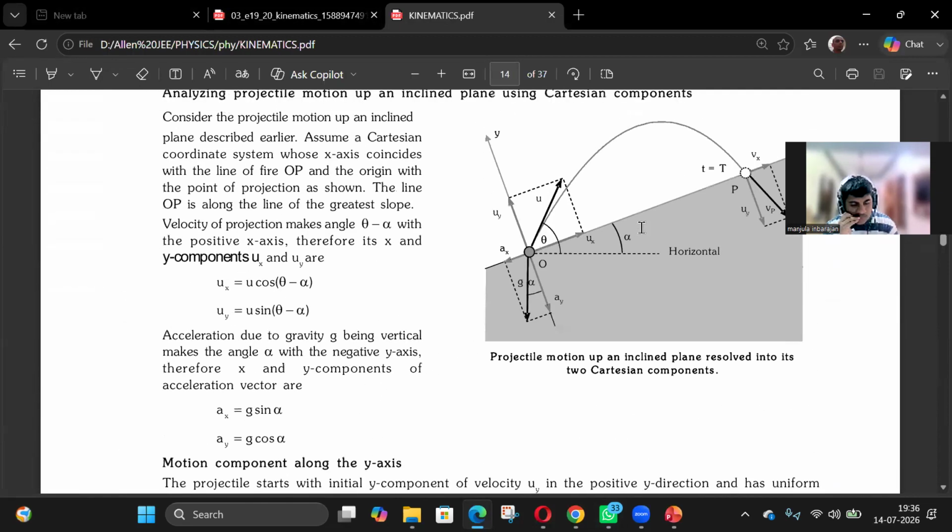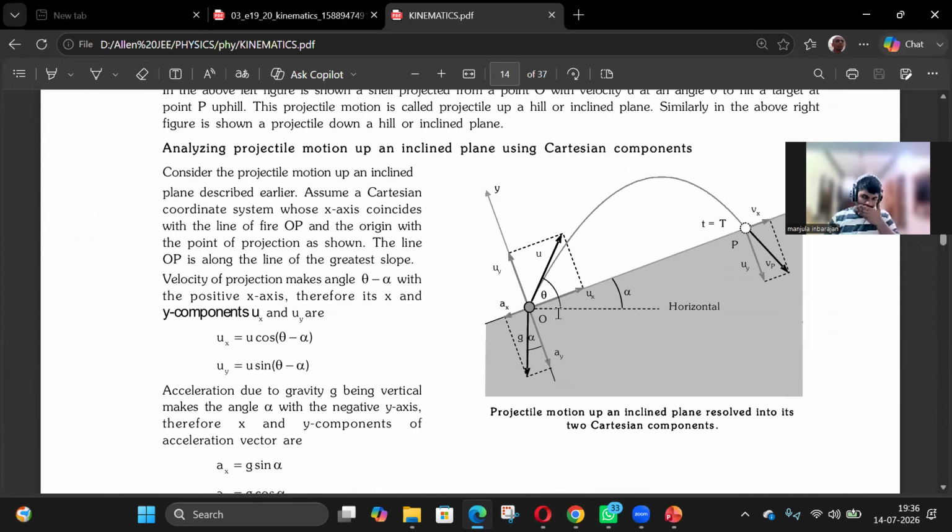See here, what you have to analyze is the motion in two directions. Here they have taken the x-axis along the plane and the y-axis perpendicular to the plane. In this case, there is acceleration in the x direction and also in the y direction, because g is vertically downwards and will have a component along this x. So this g is making an angle alpha with the perpendicular of the plane. Are you able to see it?